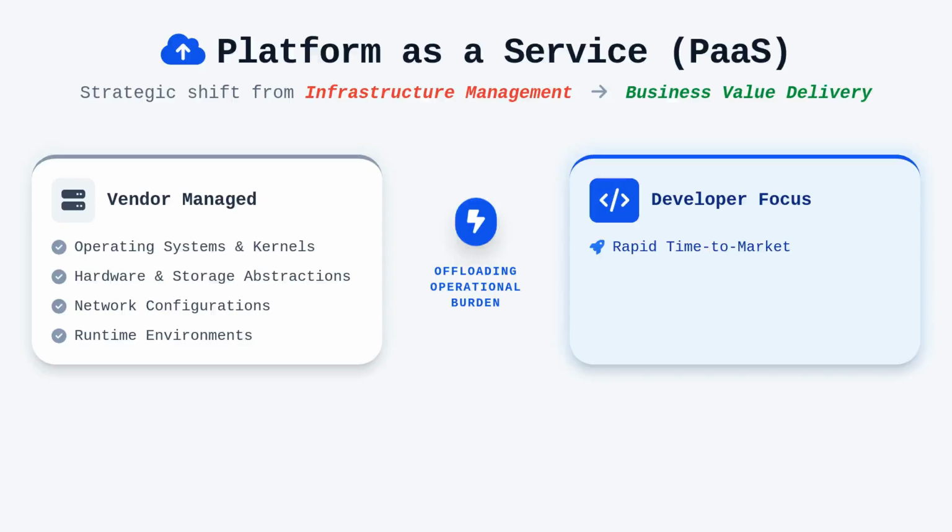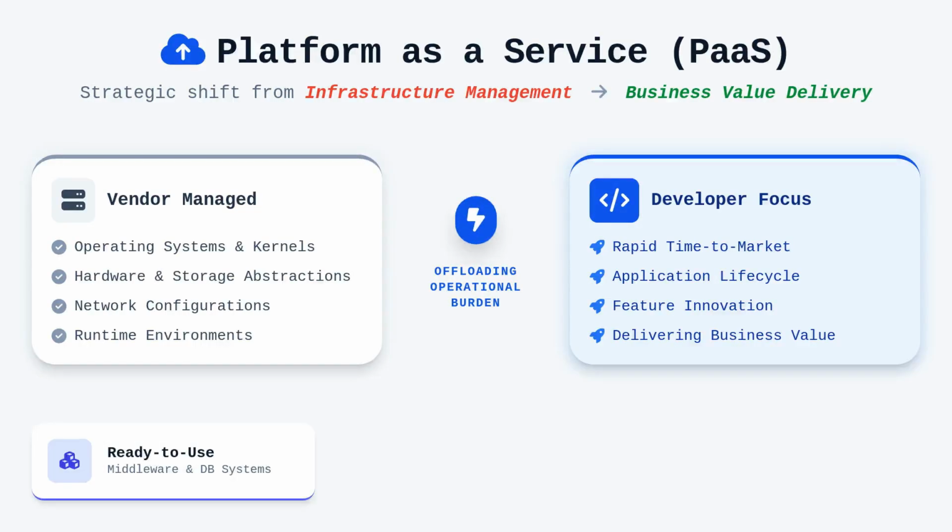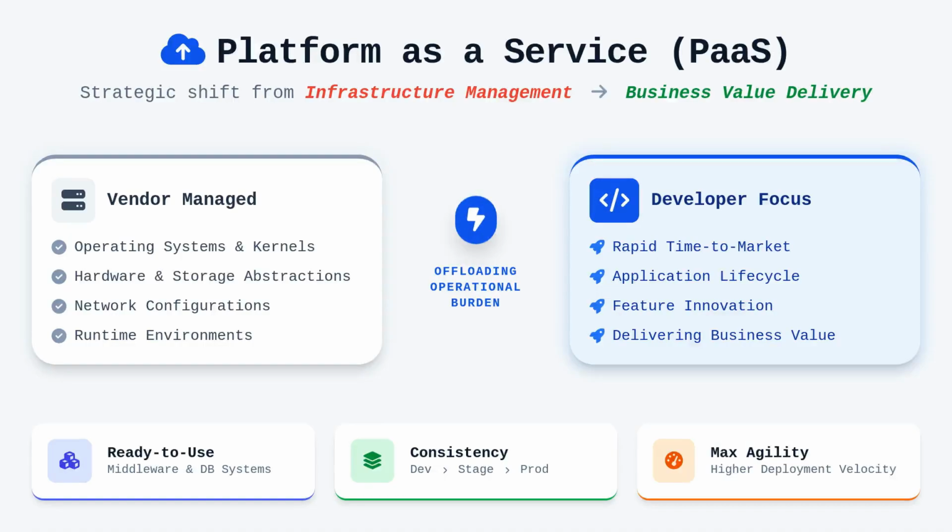By removing the need to patch kernels or manage hardware lifecycle events, teams can significantly accelerate their time to market for new features. The provider manages the underlying runtime environment, which allows for a more consistent experience across development, staging, and production environments. You gain access to pre-built components like middleware and database systems that are ready for immediate use. This architectural choice inherently shifts the shared responsibility boundary, placing more operational burden on the vendor while granting your team more agility.